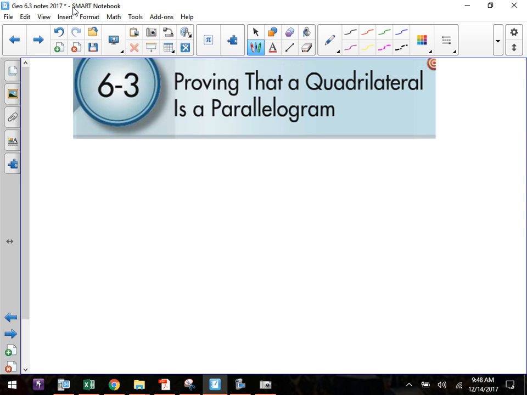Just working what we did in 6.2 backwards. So in 6.2, we defined quadrilaterals as parallelograms by a bunch of different scenarios. We said that if you have a parallelogram, then we had a list of the following statements that held true. That stands for parallelogram because I don't like to spell.